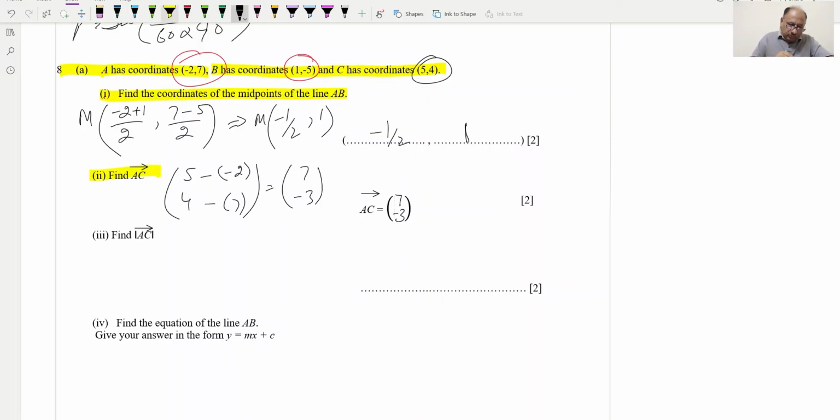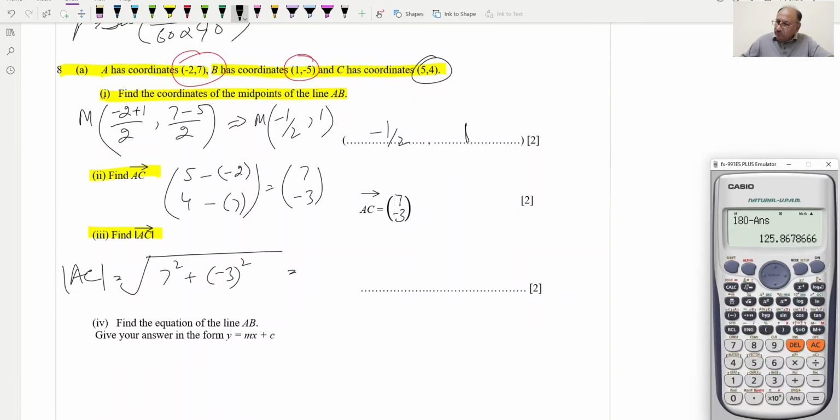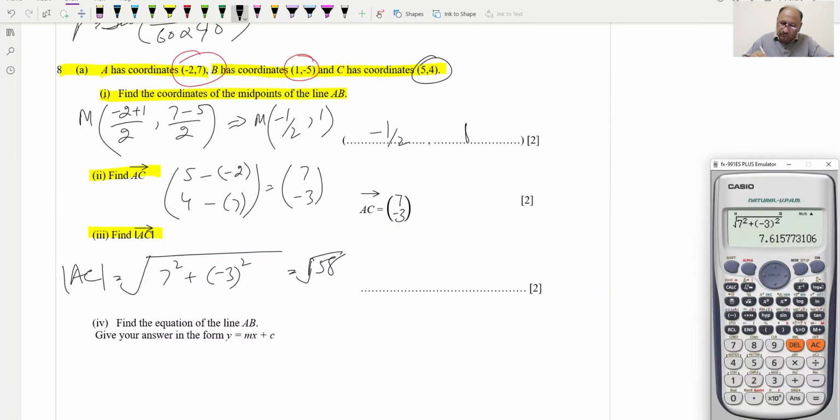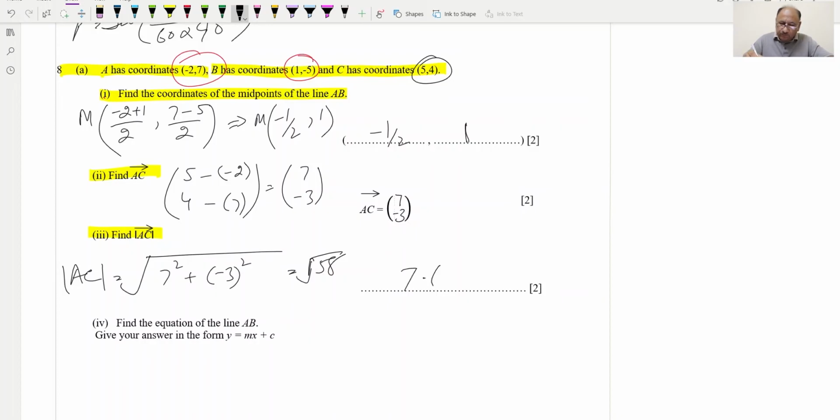Now they are saying magnitude. Find magnitude of AC, and AC magnitude will be what? Under root of x value, which is 7 squared, plus y value squared, which is minus 3 in brackets squared, and this is equal to root of 58. And root of 58 in decimal we can check, this is 7.615, or we can write 7.62 up to 2 decimal places or 3 significant figures.